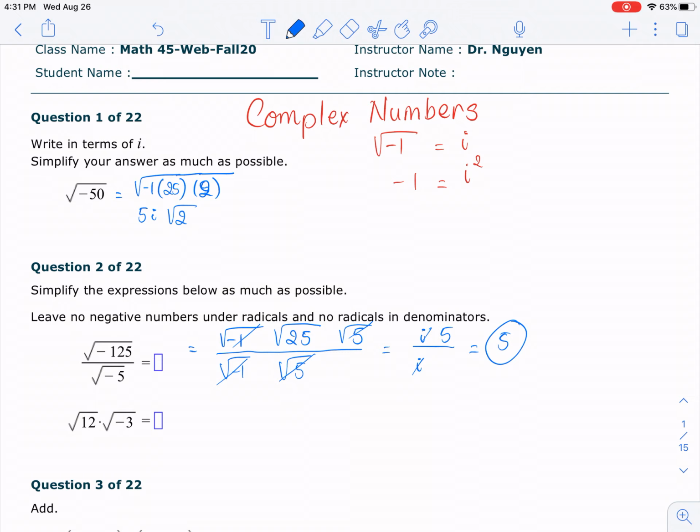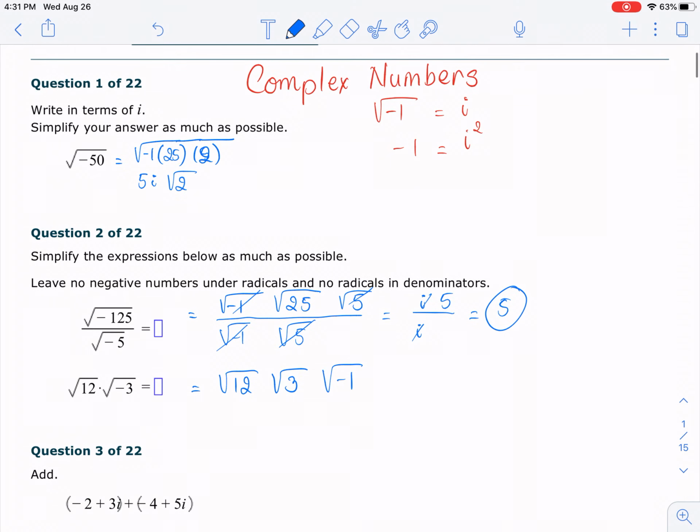All right, so this one right here, like I said, I do want to take care of that -1. I can just leave the 12 there if you don't want to simplify. And I have the square root of 3 and I have the square root of -1. Now, you can multiply these two together to get 36. And then you have that square root of -1. So in this case, it's going to be 6i.